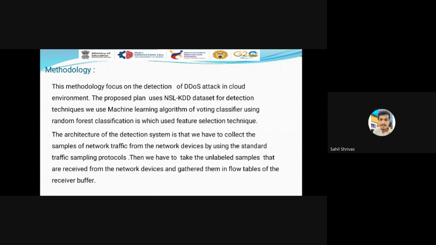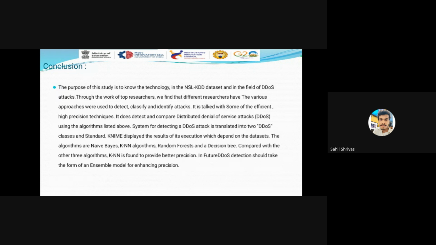Now move on. Conclusion. The purpose of this study is to know the technology in the NSL KDD data set and in the field of DDoS attack. Through the work of top researchers, we find that different researchers have used various approaches to detect, classify, and identify attacks.